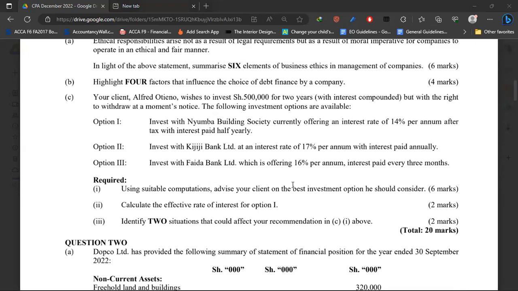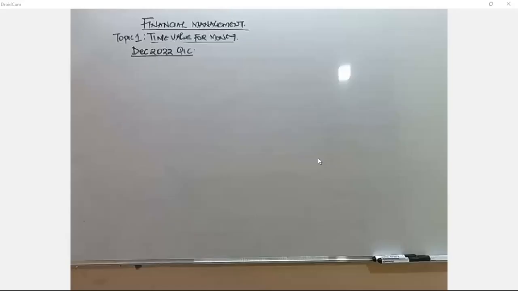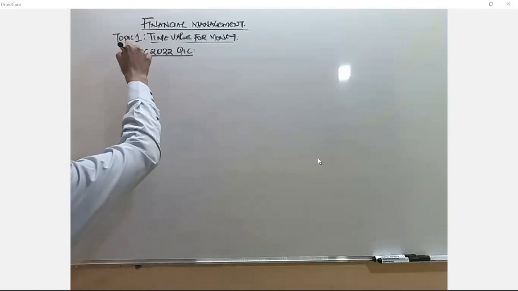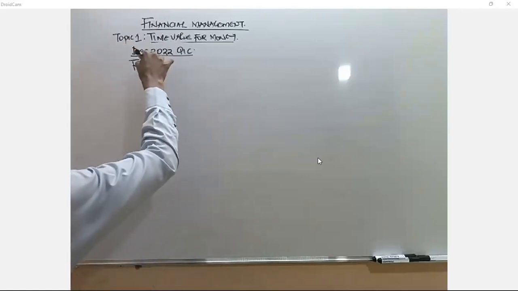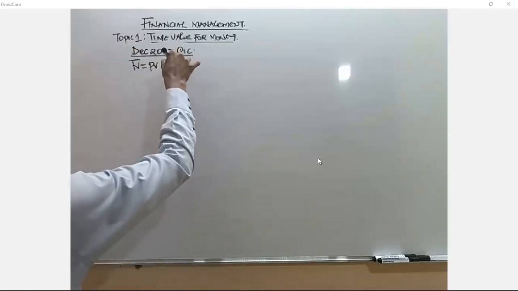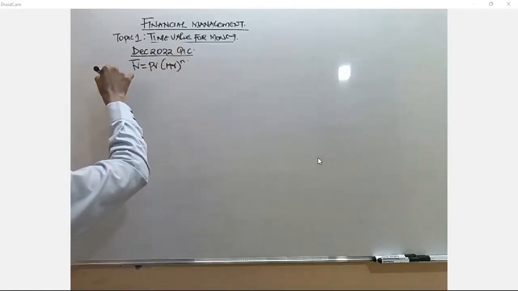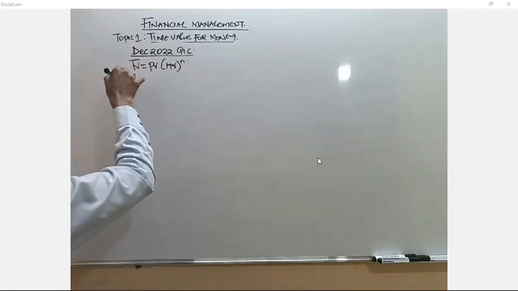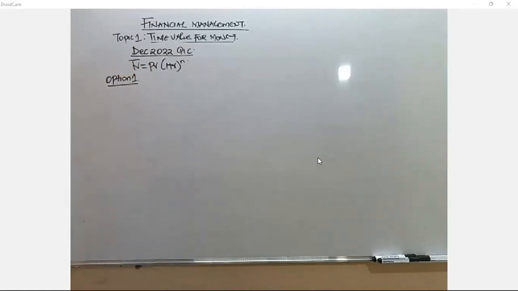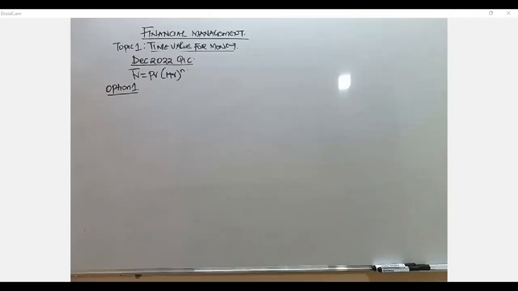So let me give a solution here. To get our future value, we take our present value times 1 plus r raised to power n, correct? So let us start with option 1. What does option 1 say? We have been told that we invest with Nyumba Building Society, currently offering an interest rate of 14% per annum after tax, with the interest paid half yearly.